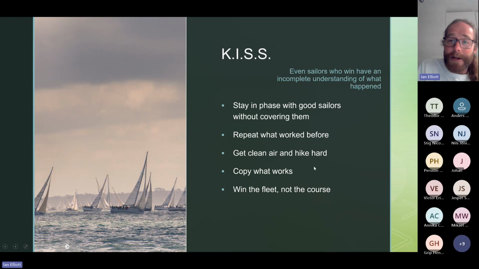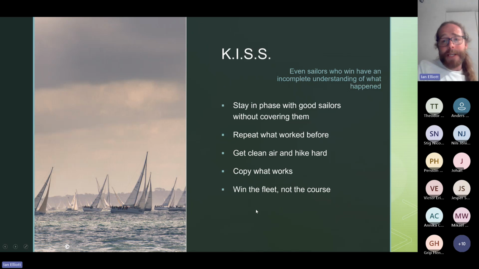The reason I say hike hard is that a lot of the time when people are doing tactics or when people are thinking, they stop hiking. And then in light wind, it's more like when people are doing tactics, they stall the boat or they stop steering accurately. But yeah, so if you get clean air and focus on boat speed, that's as good or better than catching a couple shifts. This is sort of the same as staying in phase. Copy what works. If it works for them, it's probably going to work for you.